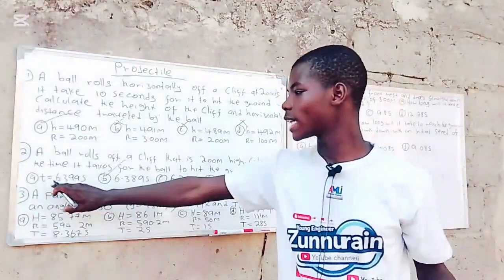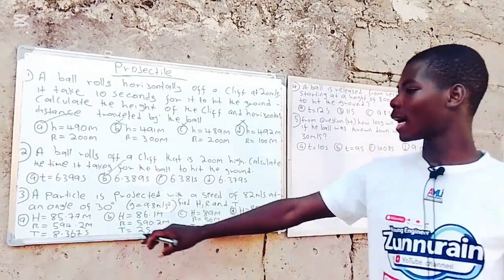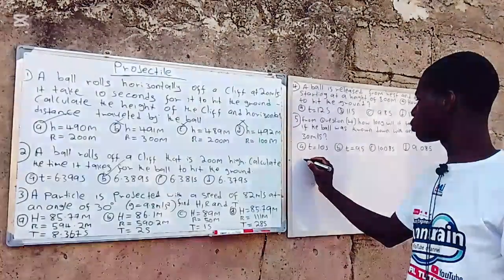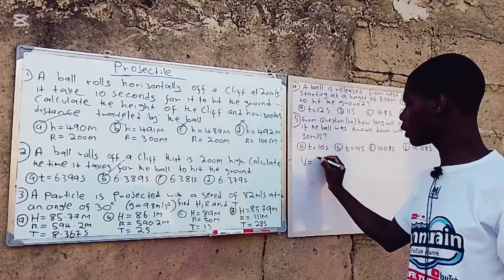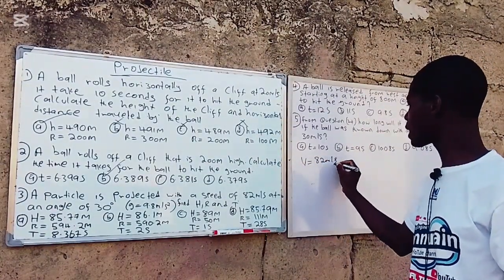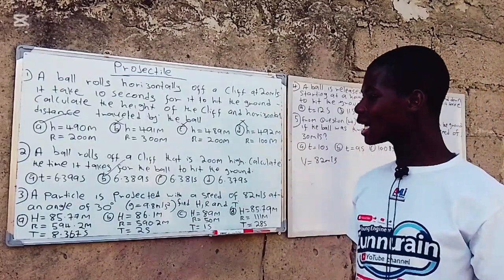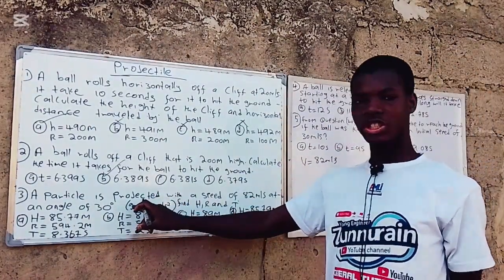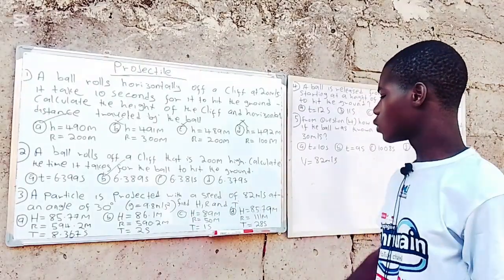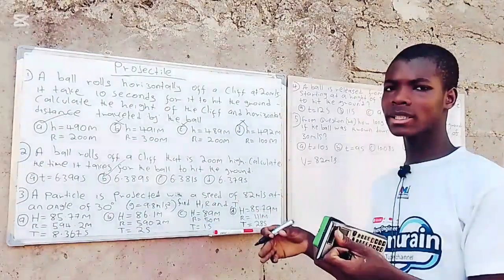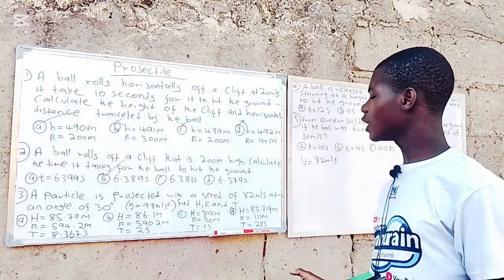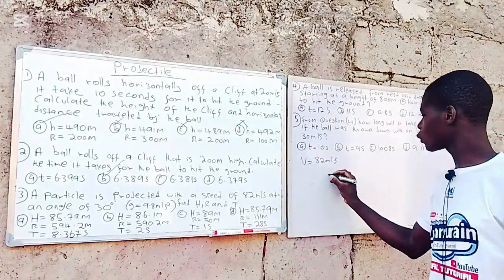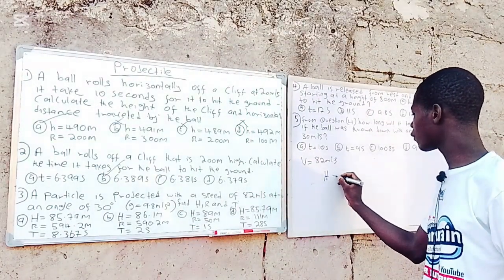In the third question, a particle is projected with a speed, which is the velocity, of 82 meters per second at an angle of 30 degrees, and we are given g as 9.8. We are to find the height, the range, and the time of flight. So what is the formula for height?